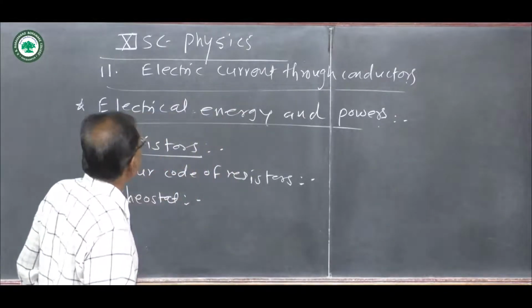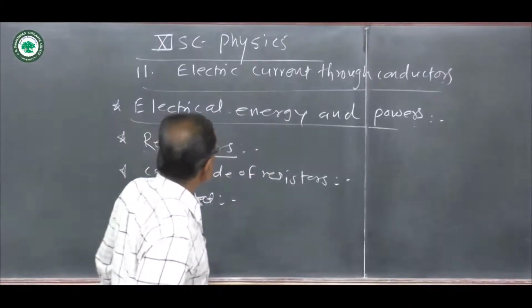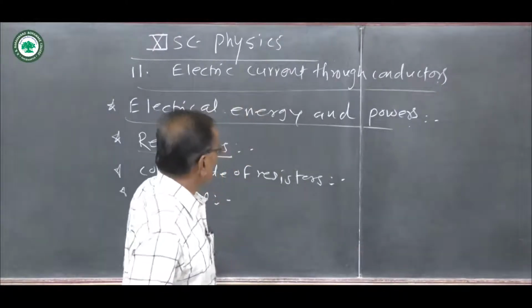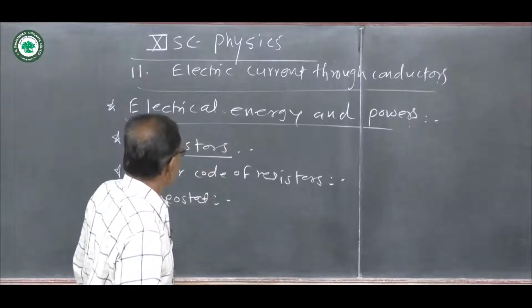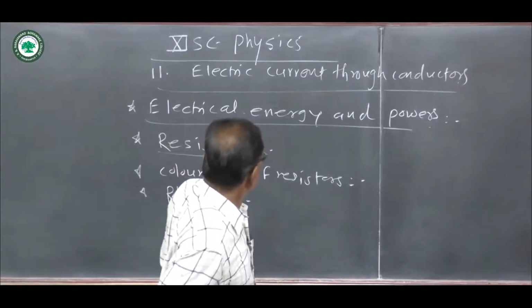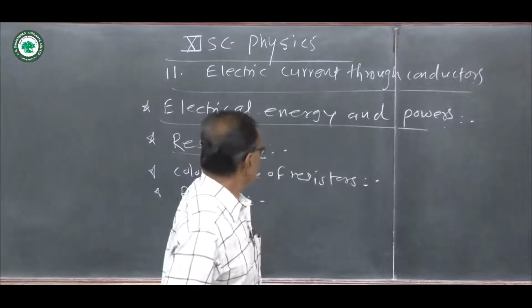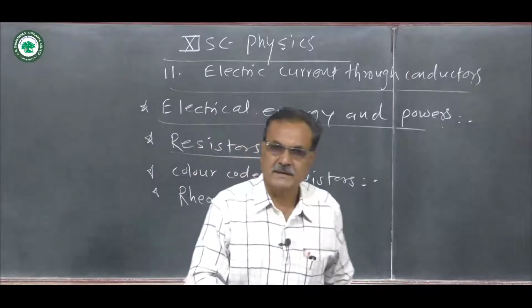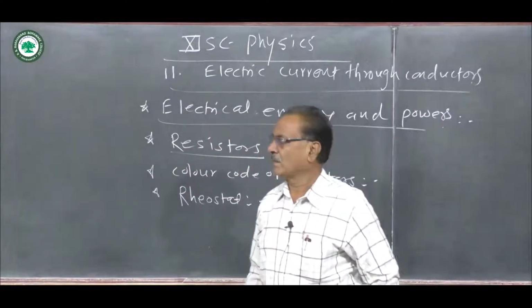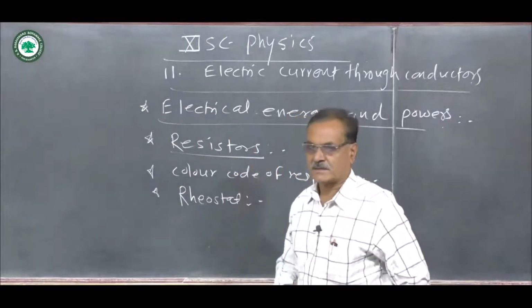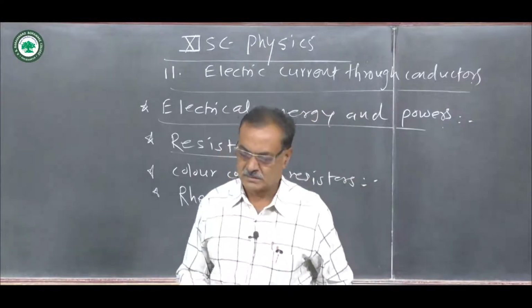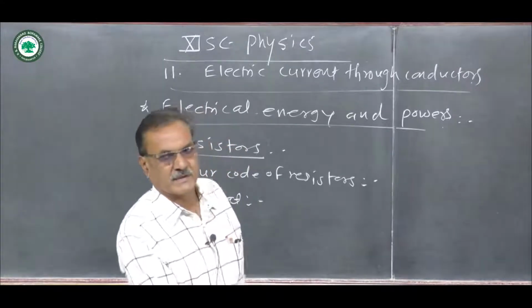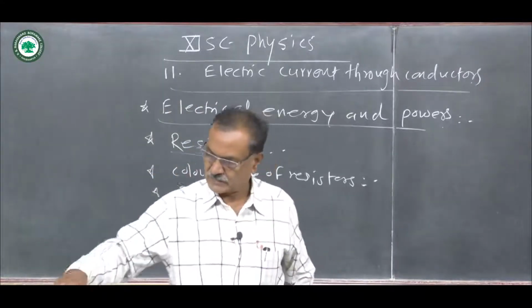Today, we will learn Science Physics, topic number 11, electric current through conductors. In this chapter, we shall discuss electrical energy and power, resistors, color code of resistors, rheostat. So we shall discuss one by one.